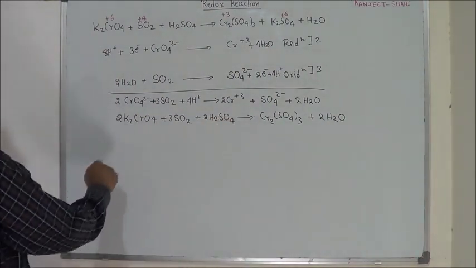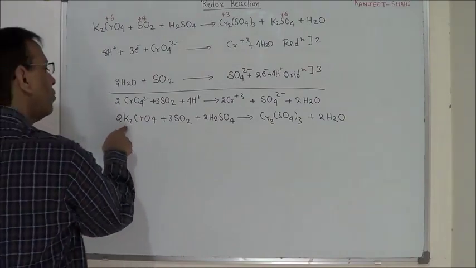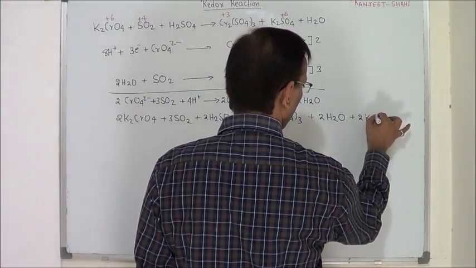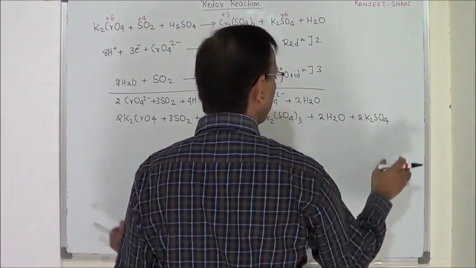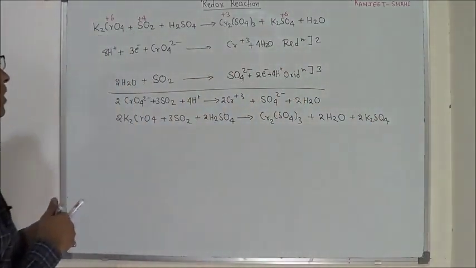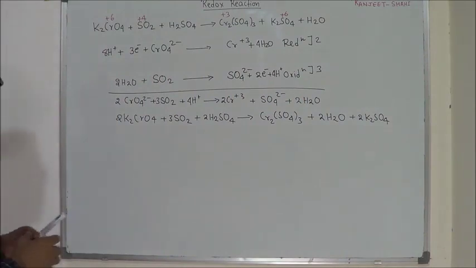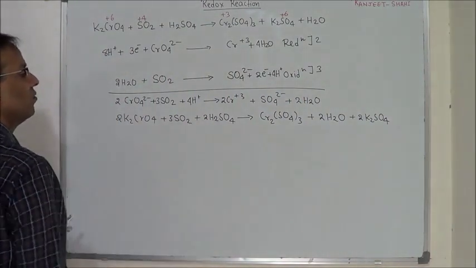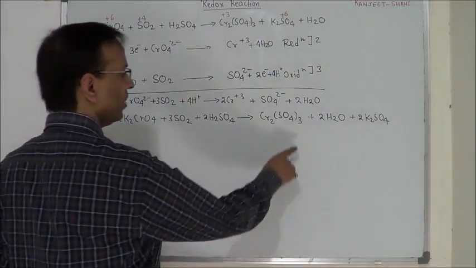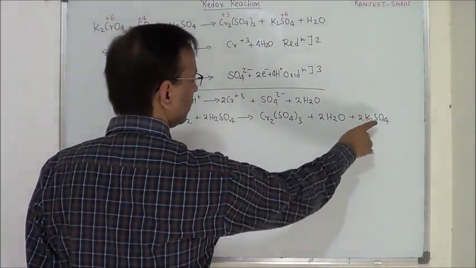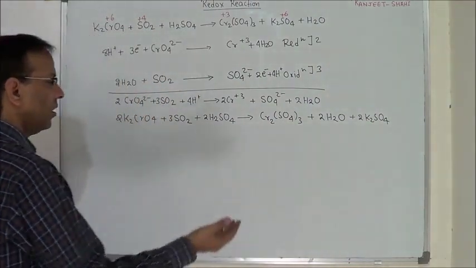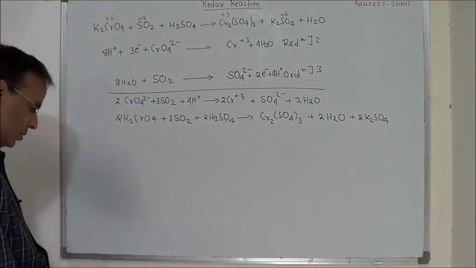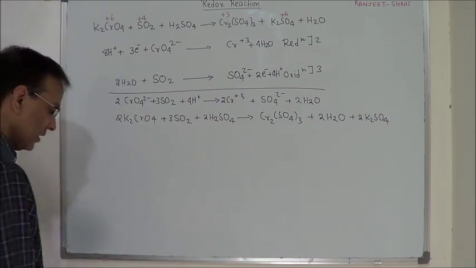Now balance the potassium because the coefficient here is fixed, 2 K2, so 2 K2SO4. Now I think everything is balanced. Chromium balanced, potassium balanced. Let us count the sulfur. 3 sulfur in SO2, 2 sulfur in SO4. So 3, 2, 5. We have 3 sulfur here in sulfate and 2 sulfur here. The rest, everything is balanced. So this is how we balance this redox reaction.